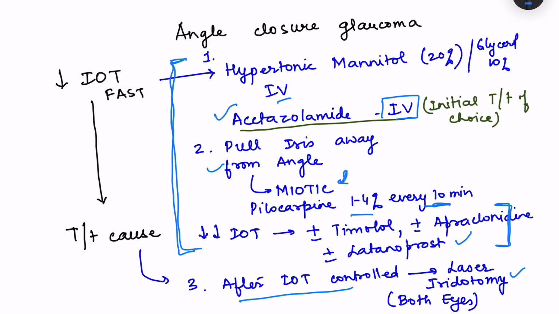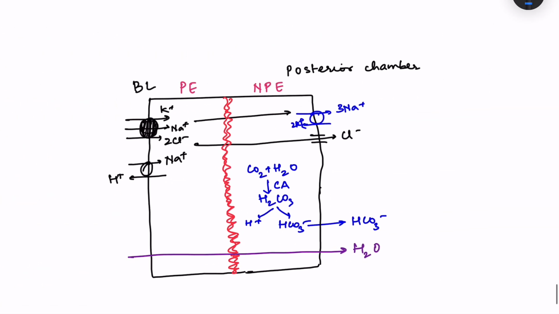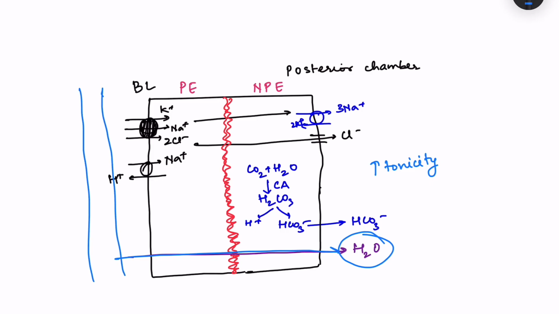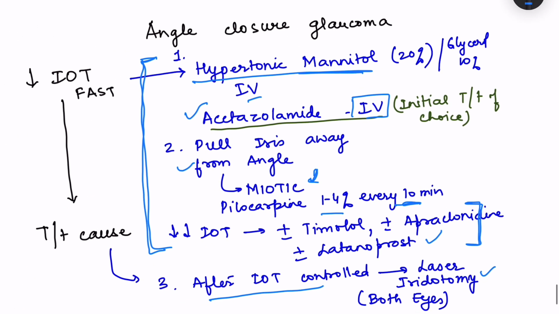I didn't tell you the mechanism of action of hypertonic mannitol. Actually, we have seen before how water moves by osmosis from one side to the other, because here in the posterior chamber there is increased tonicity. So what we are doing is giving IV mannitol, which is going to increase the tonicity in the blood. So this will prevent the water movement from this compartment to the posterior chamber, right? So that is just increasing the blood tonicity.